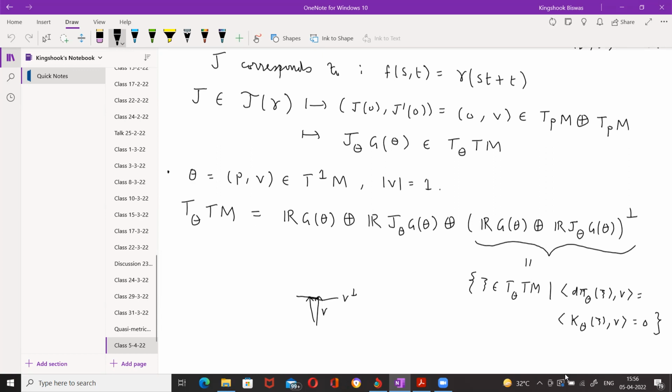And this second part is telling me that my canonical 1-form, alpha theta applied to xi, is zero. So this is nothing but the kernel of alpha theta restricted to T theta T1m. Is this clear? Okay, we've seen this before. So this is a 2n minus 2 dimensional subspace of T theta T1m, which is 2n minus 1 dimensional. This is the contact distribution. The kernel of alpha we showed was a contact distribution. Are you remembering now?